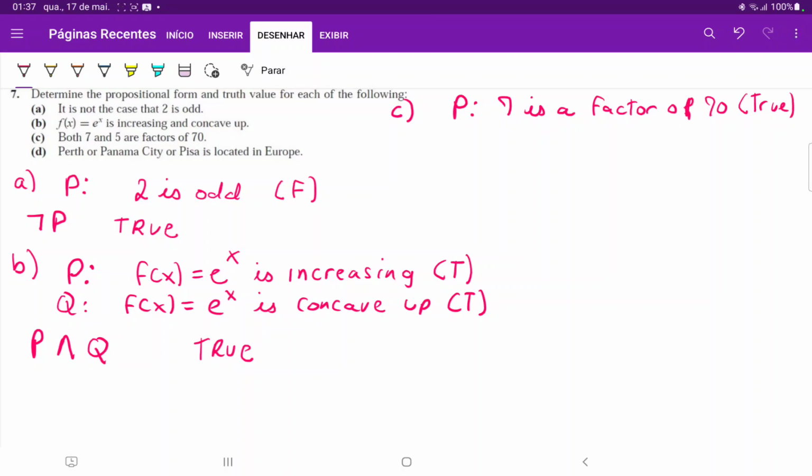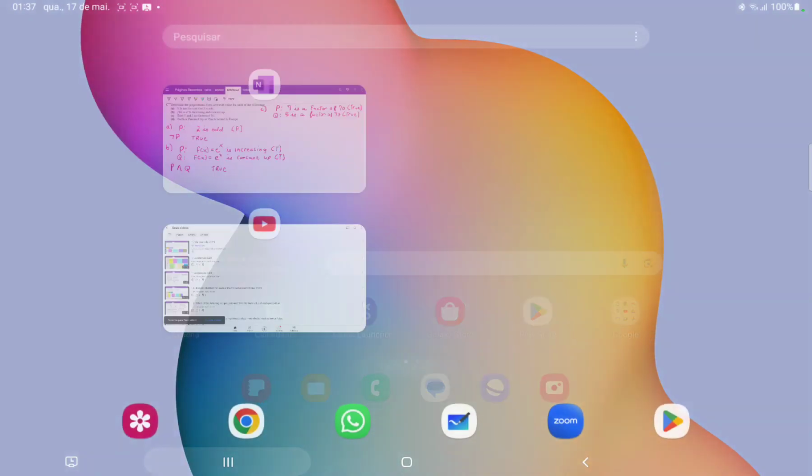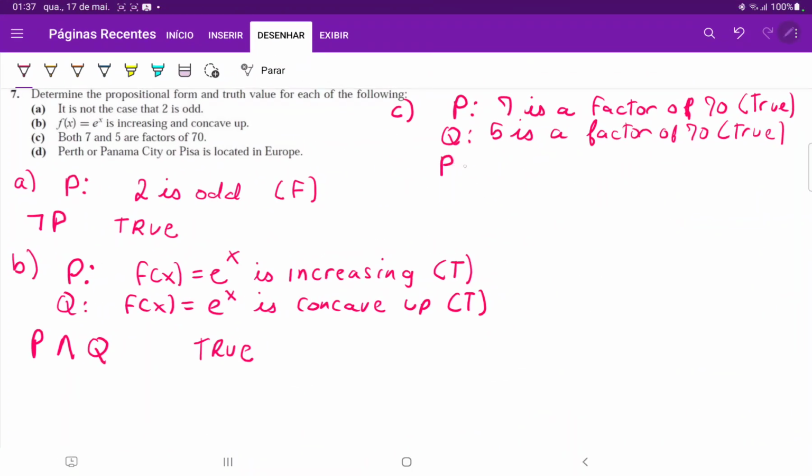And now let us write our other proposition here, which is Q, 5 is a factor of 70, which is also true. So our propositional form is also P and Q. So we have here true, and therefore this is true.